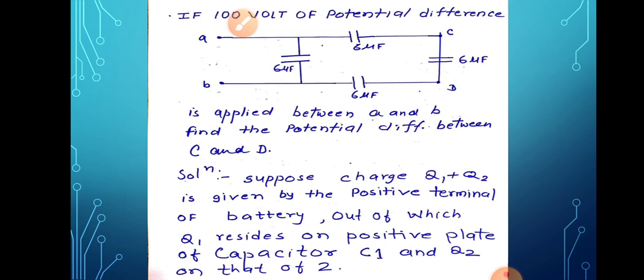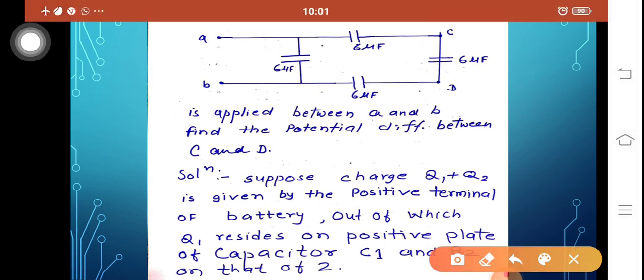To solve this question, suppose charge Q1 plus Q2 is given by the positive terminal of the battery, out of which Q1 will reside on C1 and Q2 on C2. C1 will be this and C2 will be this, and this is the battery. We will apply the battery here.